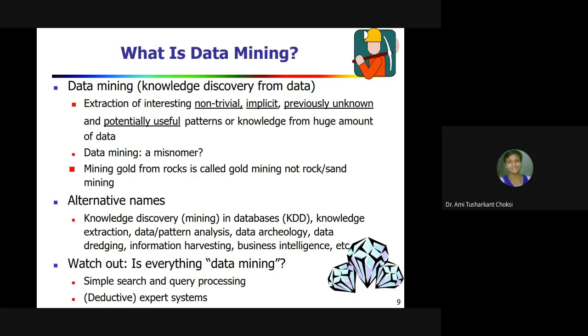Fine. So is everything data mining? We can say simple search and query processing is not. It does not have only this, but more than that, it does have expert systems. We use particular algorithms to get the knowledge, the patterns. What type of patterns? Interesting, non-trivial, implicit, which is already available in the data, but was previously unknown, and which is potentially useful. That is what we want to find from a huge amount of data, and that is what data mining is. See, I am explaining this the way you can remember the definition and understand it also. So take care of it.